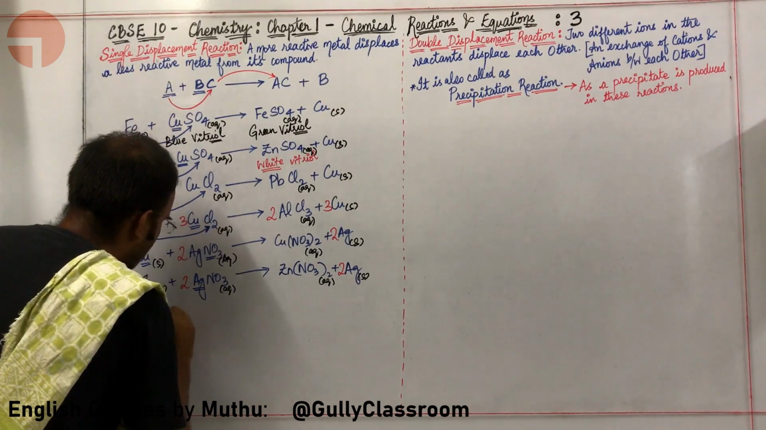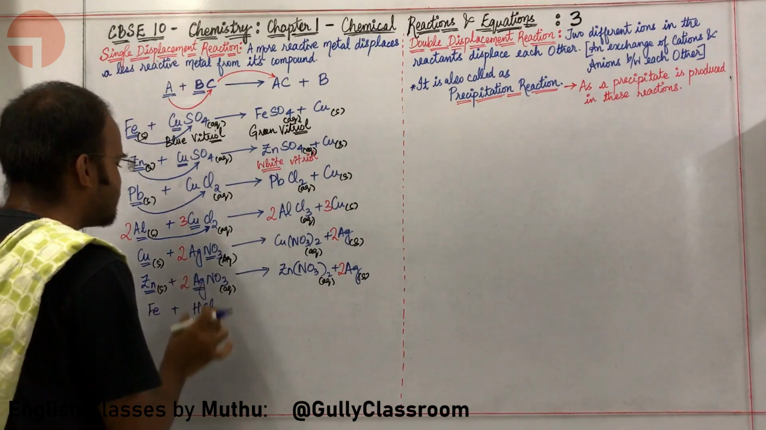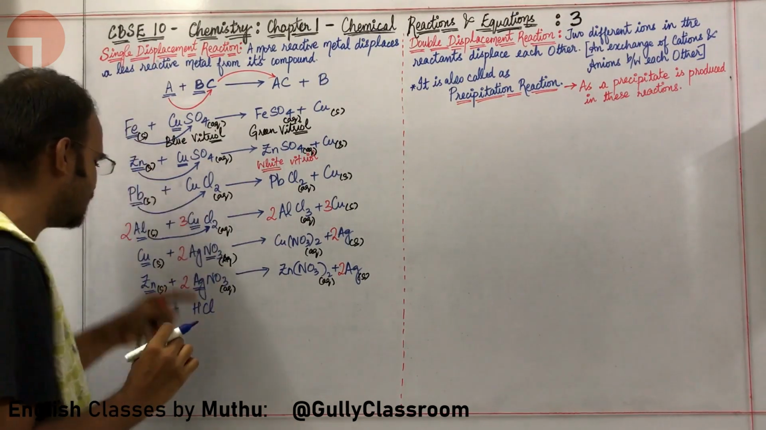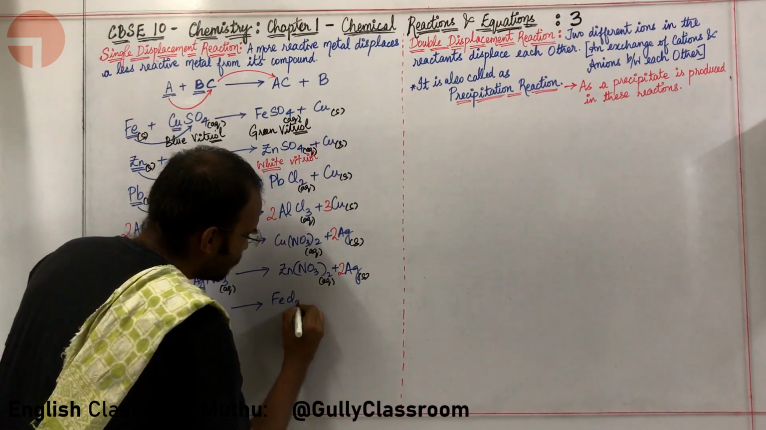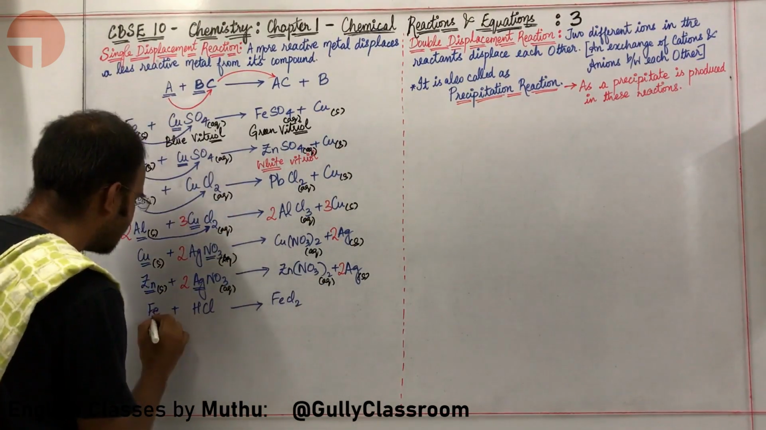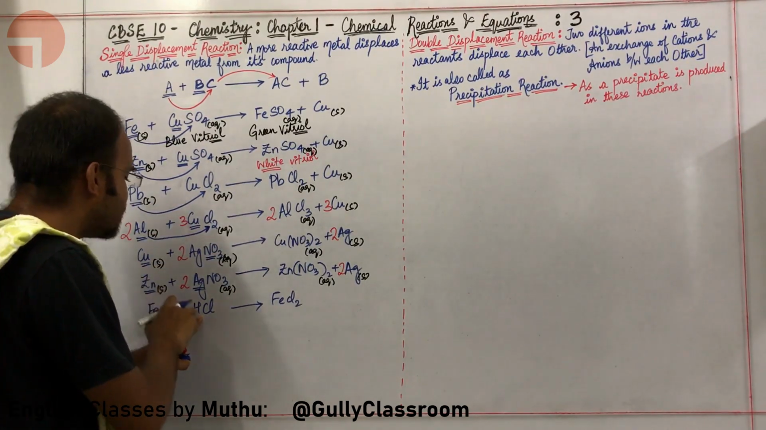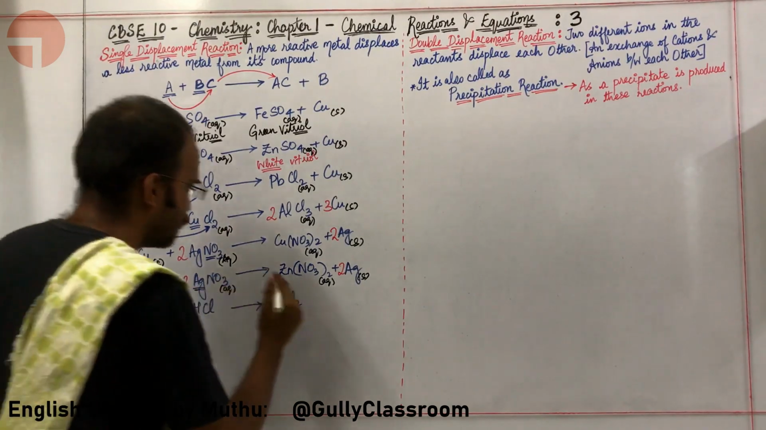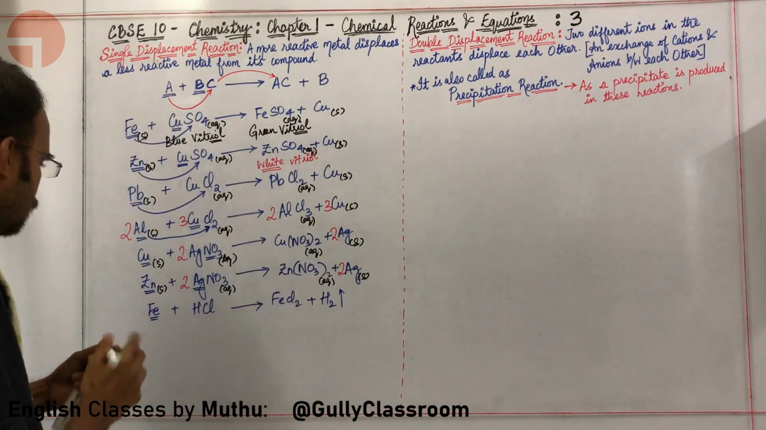Okay, let me put iron with hydrochloric acid. What is different here? Instead of a salt, I have taken an acid, hydrochloric acid. What will happen? I will get FeCl2. This iron is more reactive than hydrogen. Iron will displace hydrogen from its compound and form FeCl2 plus H2, which is immediately sent outside.